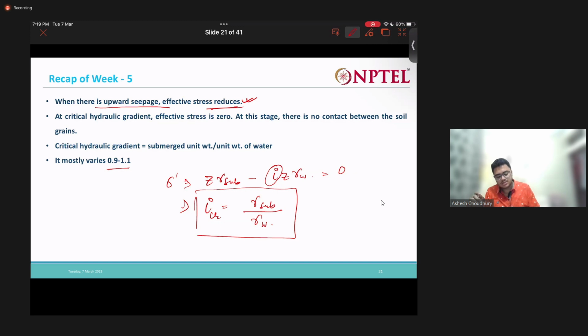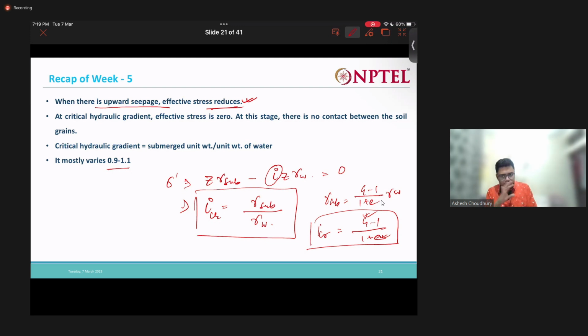So how do we get this? This is that gamma submerged value. You know what the gamma submerged value is? It is (G minus 1) by (1 plus e) times gamma w. So i critical equals (G minus 1) by (1 plus e). For any soil, if you know the void ratio and the G value, the specific gravity, you can find the i critical value.